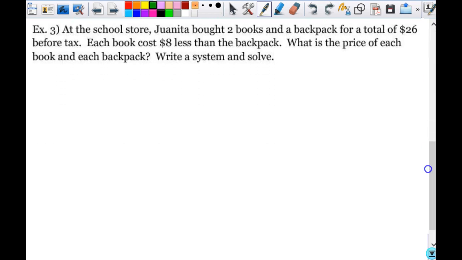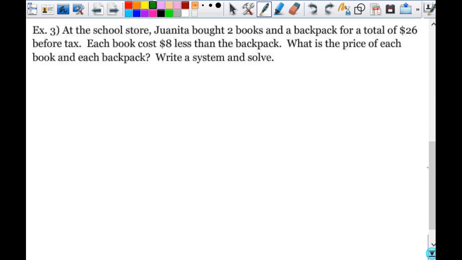Let's look at this one. It says, at the school store, Juanita bought 2 books and a backpack for a total of $26 before tax. Each book costs $8 less than the backpack. What's the price of each book and each backpack? Write a system and solve. Okay, so I'm going to give you a couple minutes. I want you to write the system of equations. I don't want you to solve it yet. I just want you to get your system written.